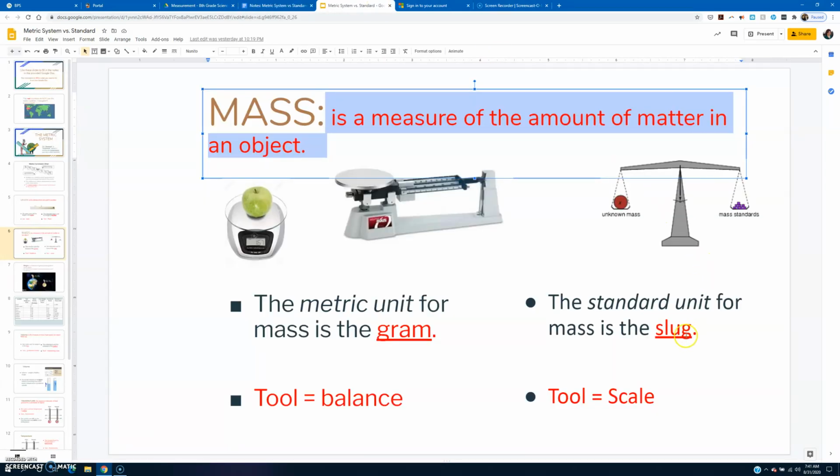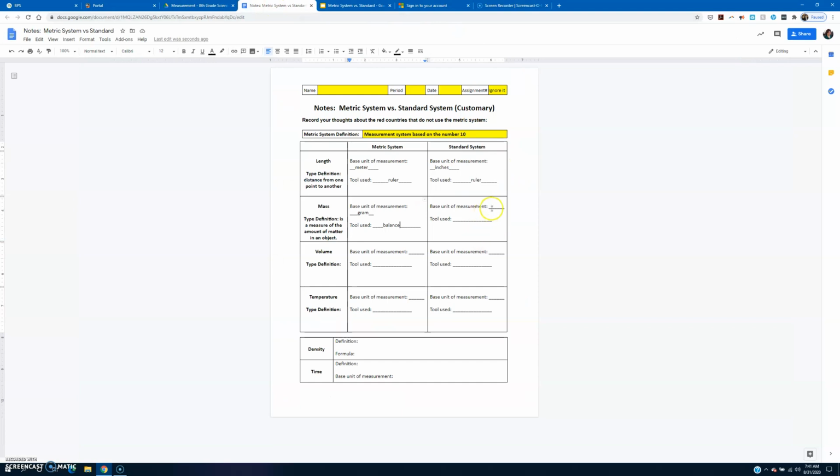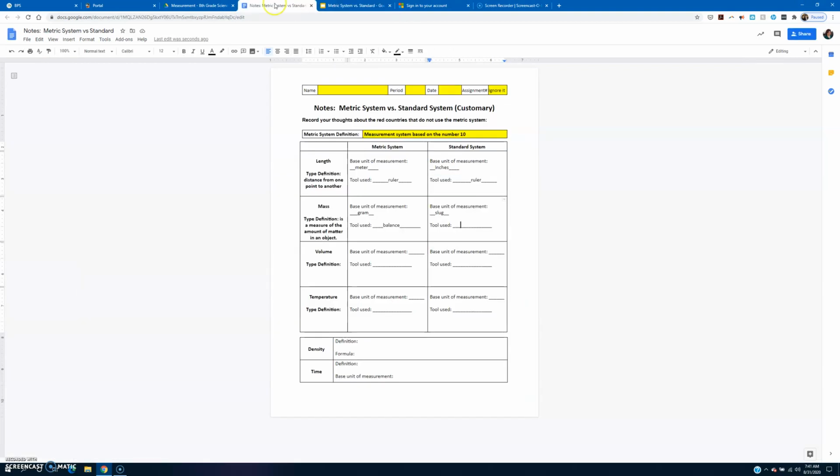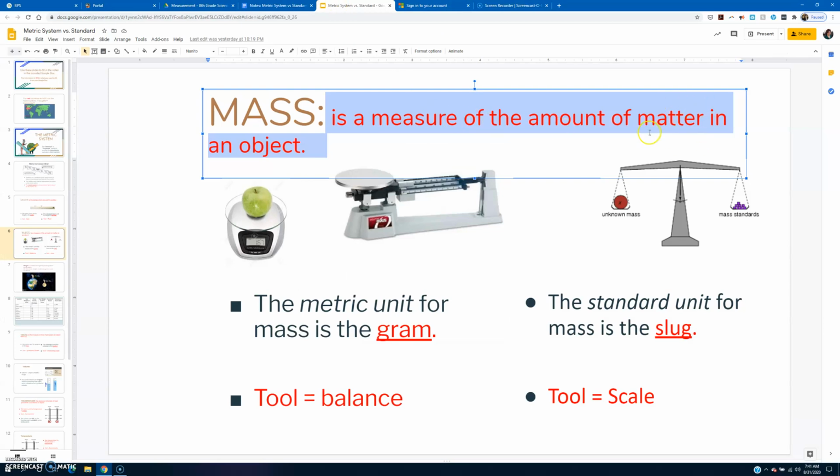And we're talking about slugs for standard. Now, you've probably never heard of a slug, okay? Well, not the gross, wormy, buggy thing that crawls on the ground. A slug in measurement is the unit of mass. Mass is a measure of the amount of material or matter inside the object.